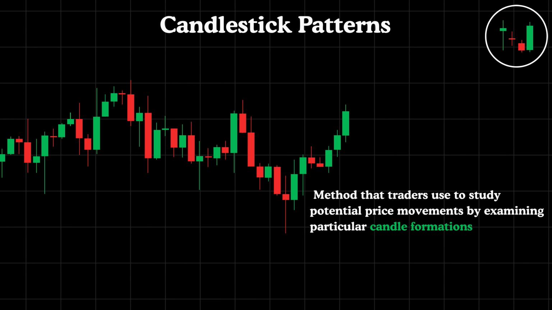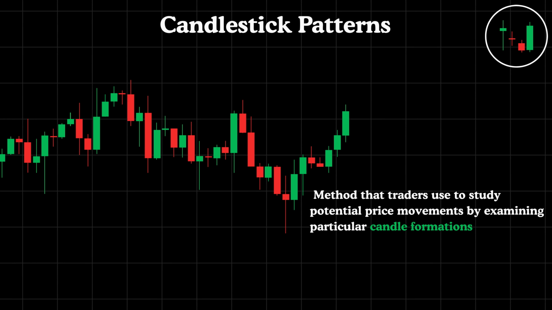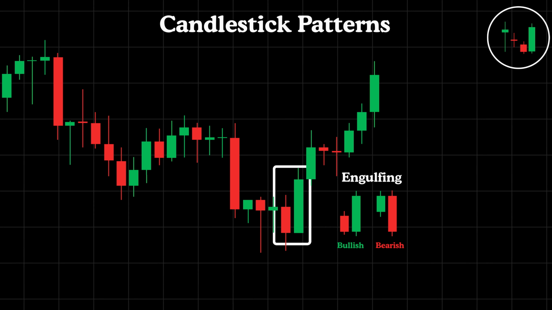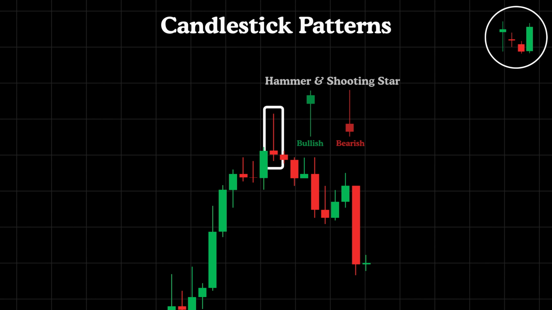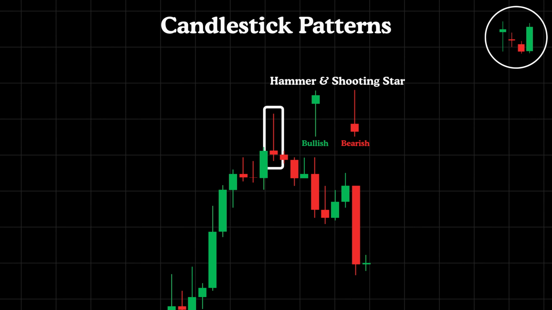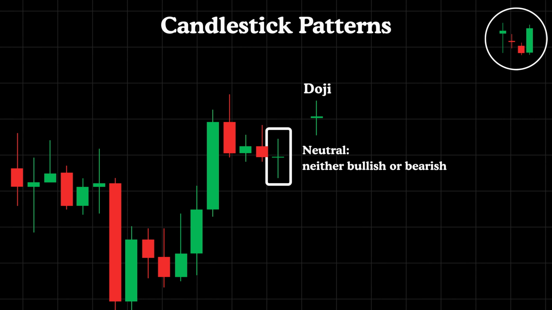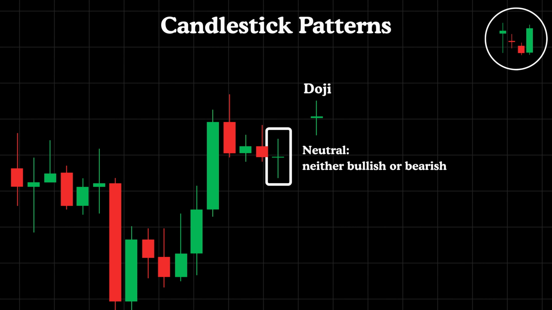Candlestick patterns are a method that traders use to study potential price movements by examining particular candle formations. Key candlestick patterns include engulfing patterns, which indicate strong momentum in the direction of the engulfing candle, hammer and shooting star patterns, which suggest price rejection shown by a long wick on one side, and doji patterns, which represent market indecision and signal neutrality in price behavior.